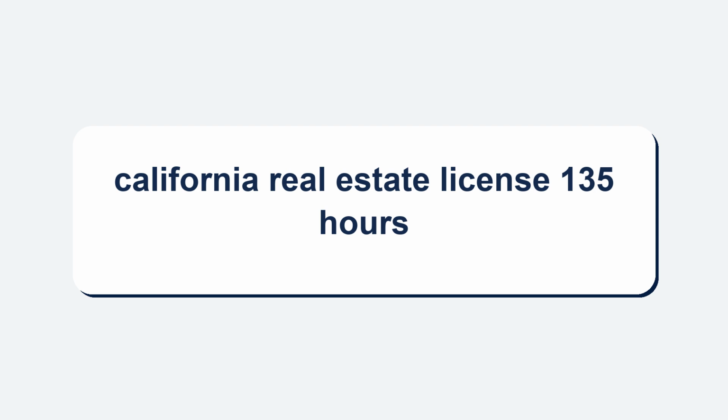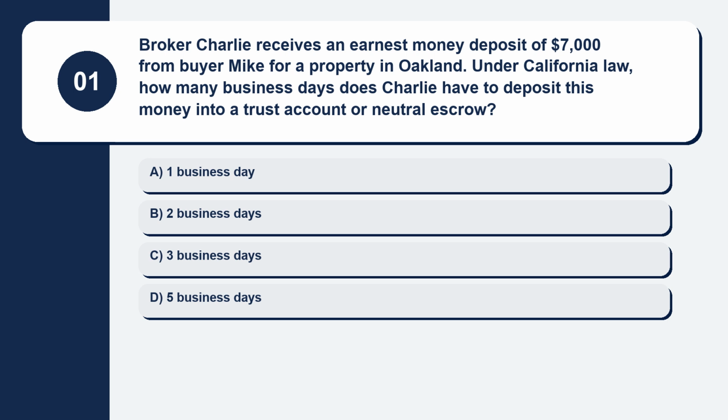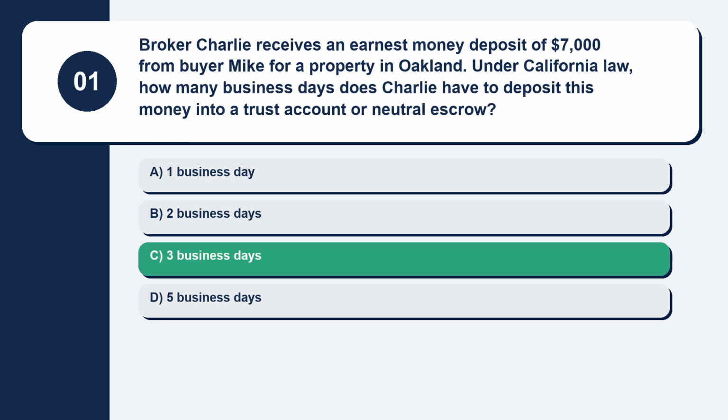Let's begin. Question 1. Broker Charlie receives an earnest money deposit of $7,000 from buyer Mike for a property in Oakland. Under California law, how many business days does Charlie have to deposit this money into a trust account or neutral escrow? Here are your options. Option A, 1 business day. Option B, 2 business days. Option C, 3 business days. Option D, 5 business days. The correct answer is option C, 3 business days.